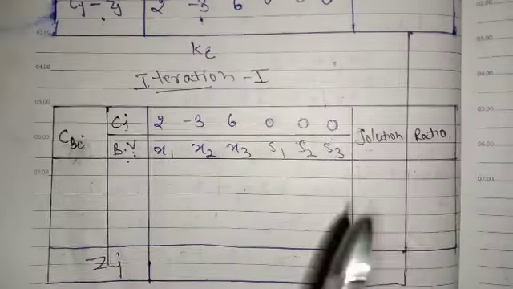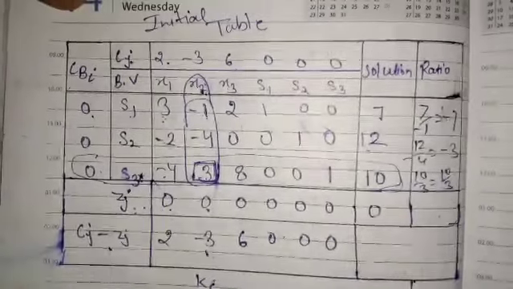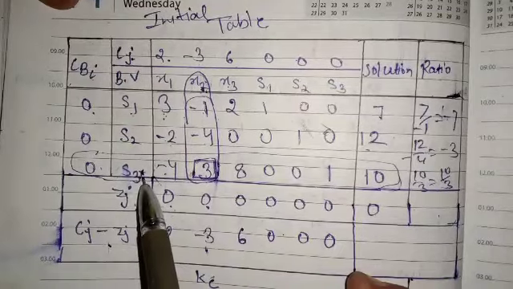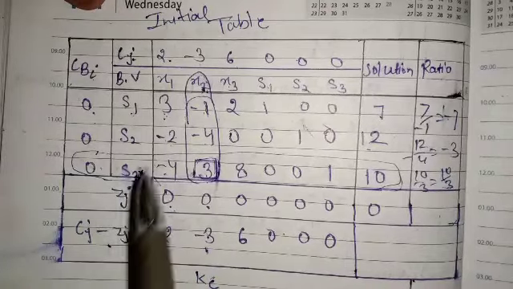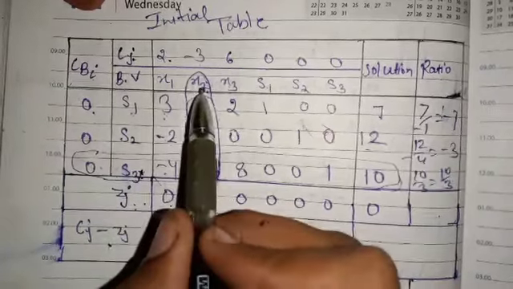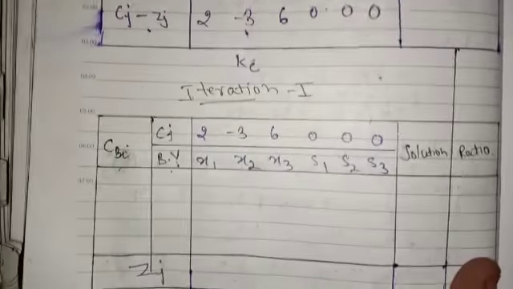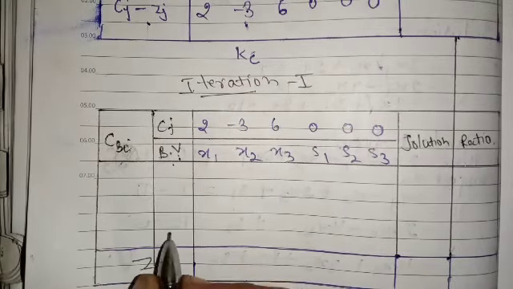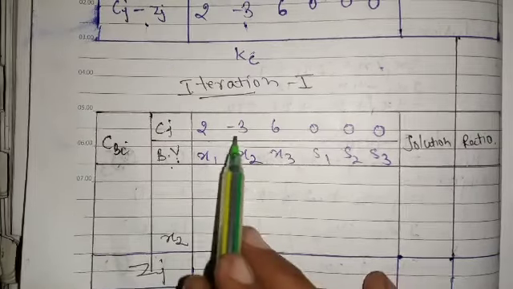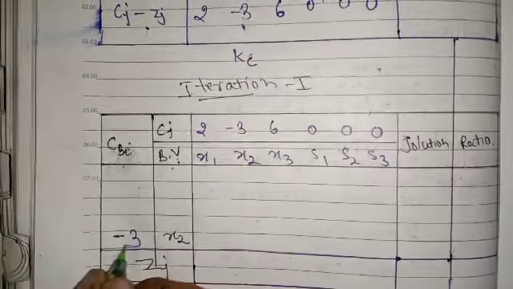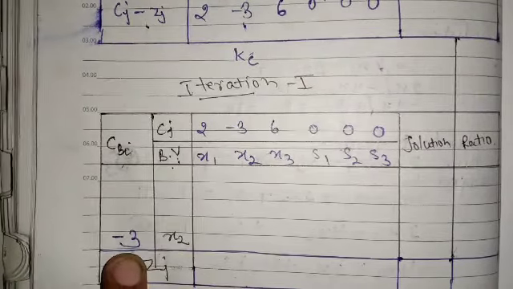So this is our first iteration table, and the cj and basic variable values will be the same as the initial table. In the initial table, s3 is the leaving variable and x2 is the entering variable. So in the first iteration, s3 is replaced by x2, and the coefficient of x2 is minus 3, so write minus 3 here. So this is our entering variable, and the coefficient of the entering variable is minus 3.